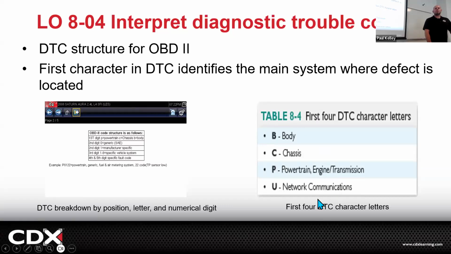And if you have two computers not communicating, those are U codes. So if you have a U code, that means your communication network has an issue.